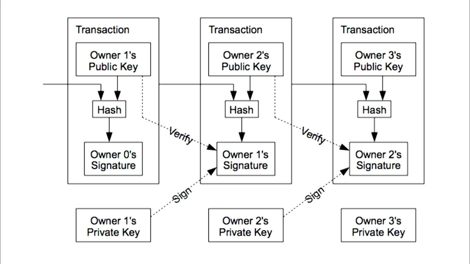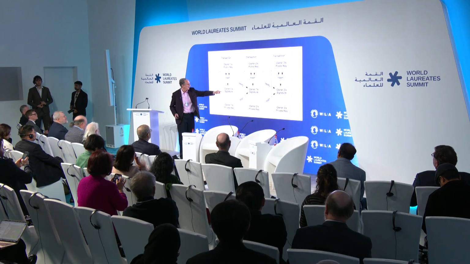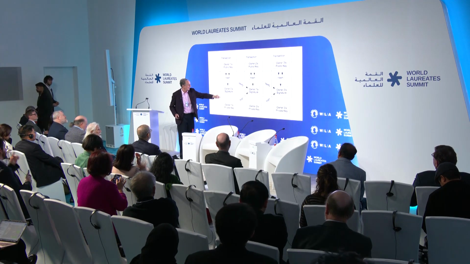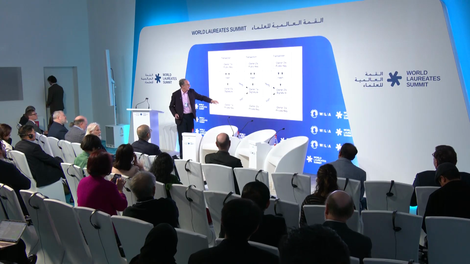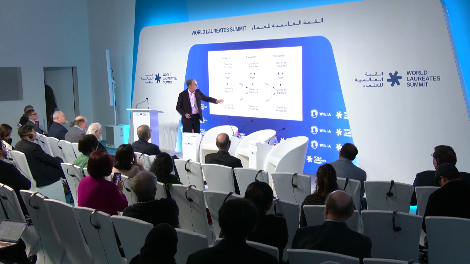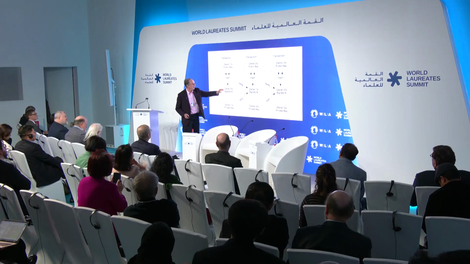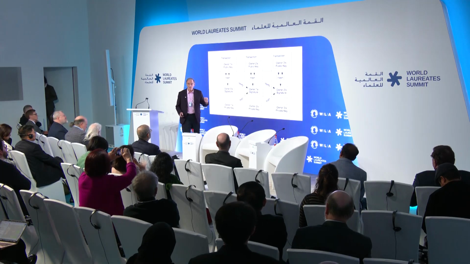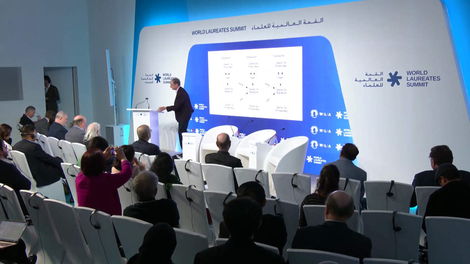So here's the diagram from the original paper. Owner 1's public key is hashed down with the previous block, which is the block chaining, to owner 0's signature. And owner 1's private key can then be used when owner 1 creates a signature that transfers that to somebody else.